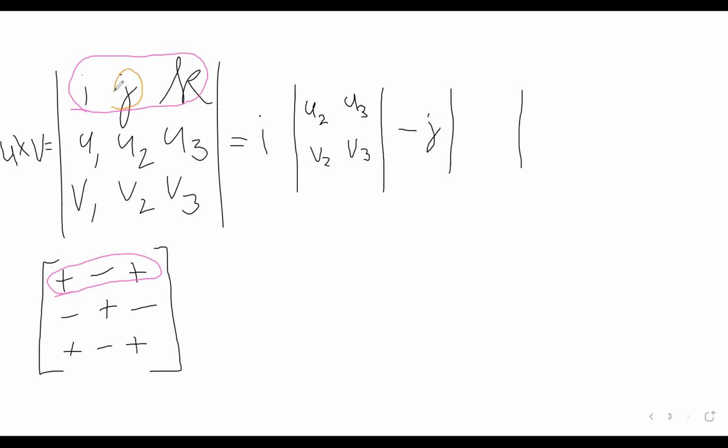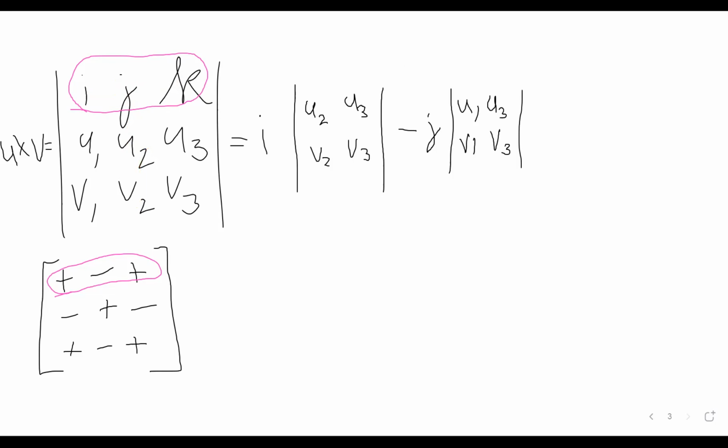If we're looking at entry J, we want to remove the row that it's in, and we want to remove the column J is in. And if we do that, we're left with the submatrix made of the entries left, where we just jump over the things we get rid of. So we have U1, U3, V1, V3, and the determinant of that. But then there's a plus here. Okay, so I want to erase the orange now.